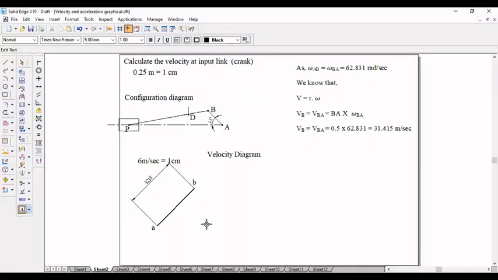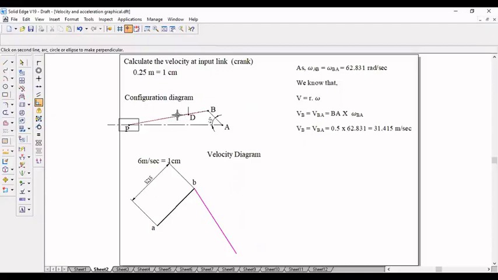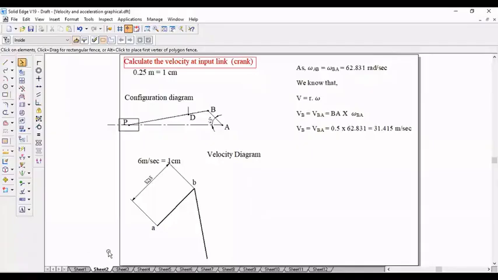The velocity line must be perpendicular to the configuration diagram. So I'll take a line from this particular point. I'll draw a line, but this line must be perpendicular to this. How long I should draw, I don't know. So I'll simply draw like this, but I'll make sure this line is perpendicular to the connecting rod. Now, the connecting rod is over.